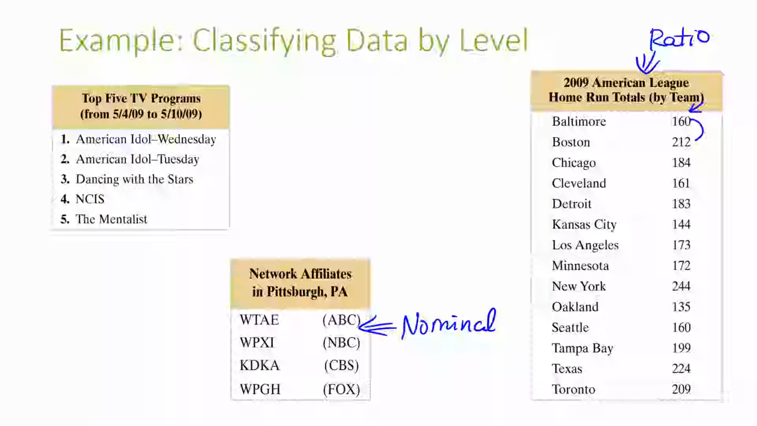Next, we have a ranking of the top 5 TV programs. And since these are words, we know we're talking about one of the lower 2 levels and not the upper 2. But here, being first is different than being second. So since these have ranking meanings, they must be ordinal.